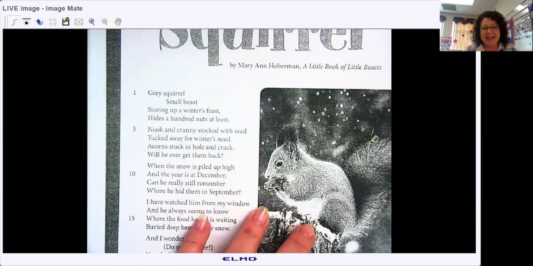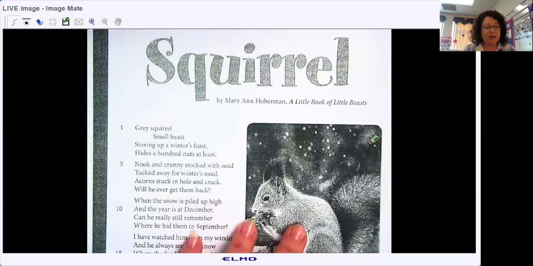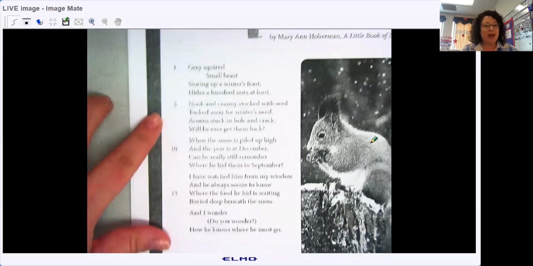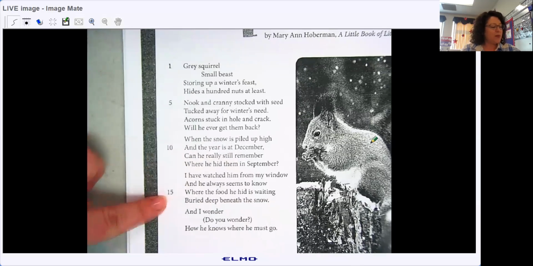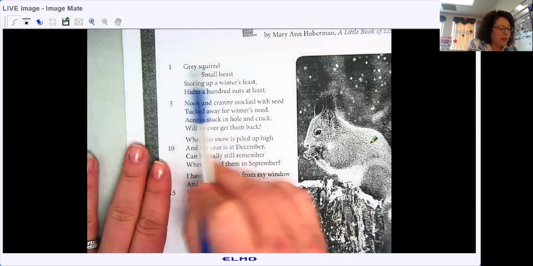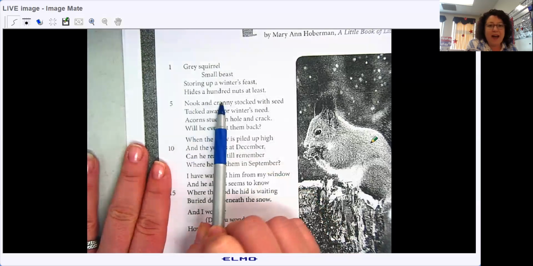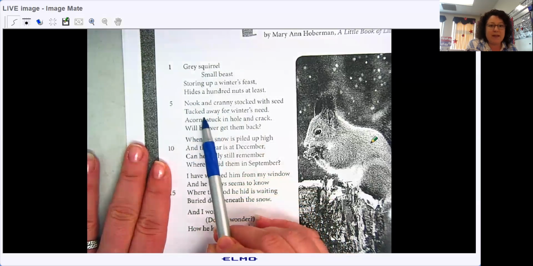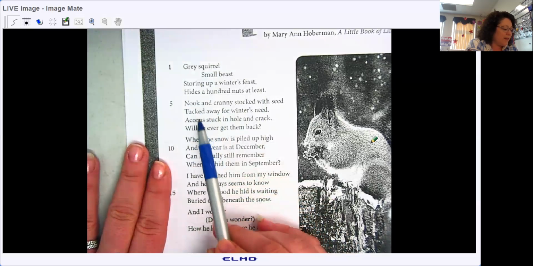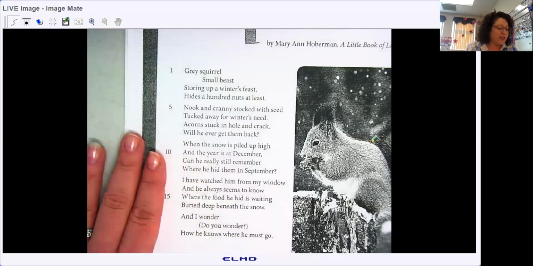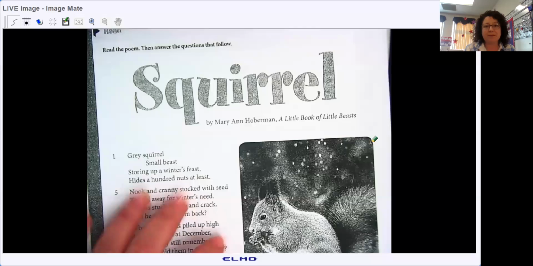Your next task is your independent work. You are going to read Squirrel. This one is not labeled with the stanzas. This one is labeling the lines. So it's a little different. So this would be line 1. If this is line 5, then it would be 1, 2, 3, 4, 5, 6, 7, 8, 9, 10, 11, 12, 13, 14, 15. See how that works?